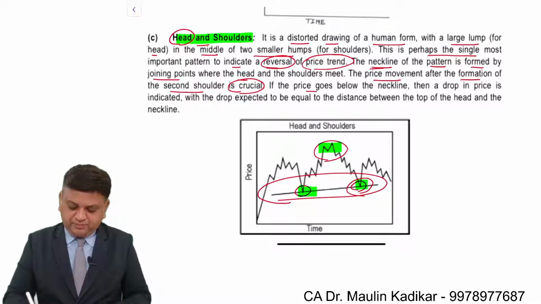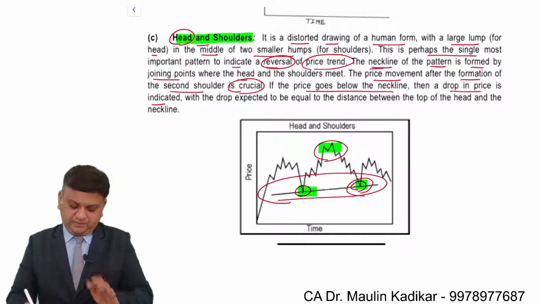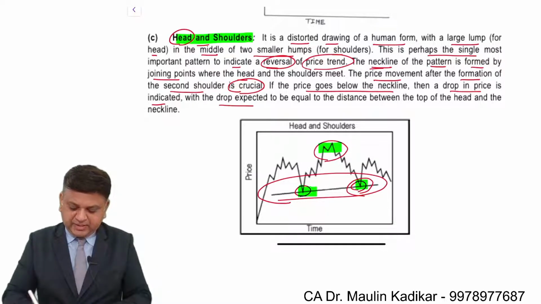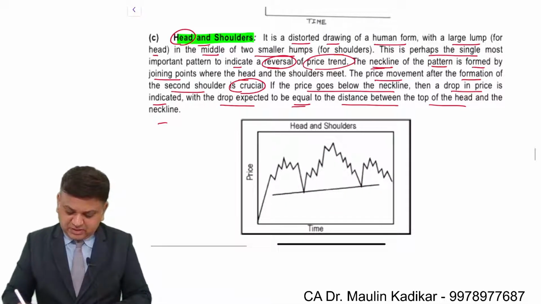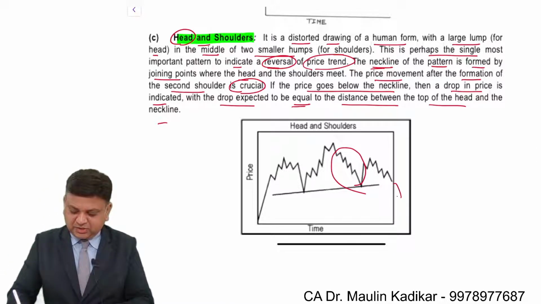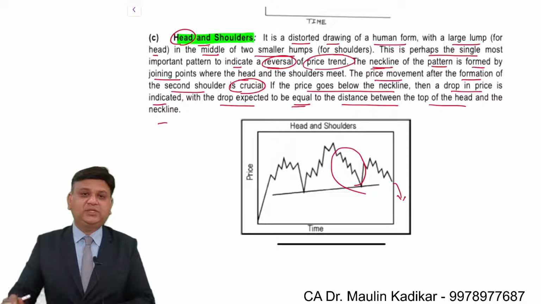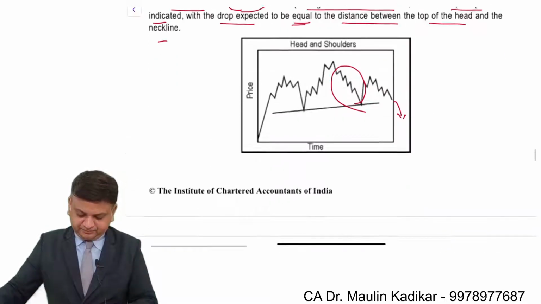If the price goes below the neckline, a drop in the price is indicated. So it means that the price will fall, with the drop expected to be equal to the distance between the top of the head and the neckline. That is, we are expecting a reduction in the price equal to this much, if the prices fall below this. This is for the kind of chart analysis that we have.